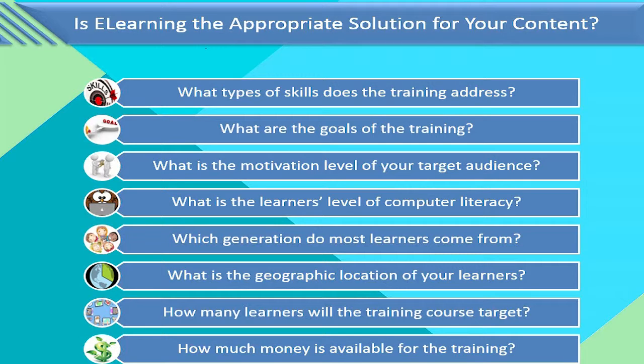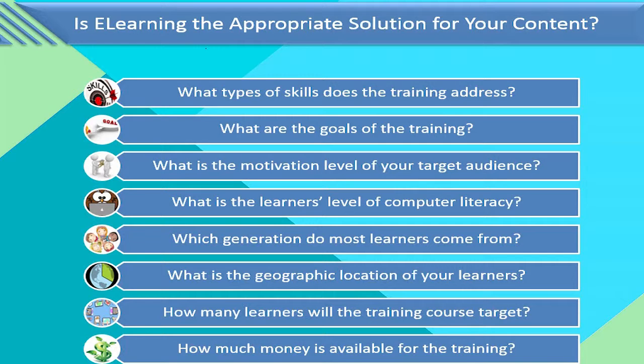What is the geographic location of your learners? If you know that people who will be taking your course live all over the nation, they may not find it convenient traveling to one location just to take your course. Therefore, e-learning will be your best option. On the other hand, if your learners all work in the same organization and will only need to take the course once, you may find that classroom training would be your best bet.